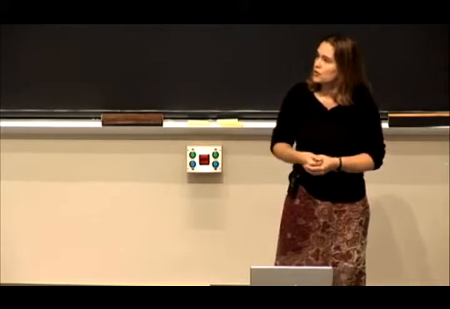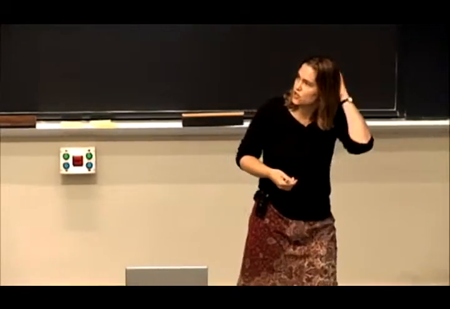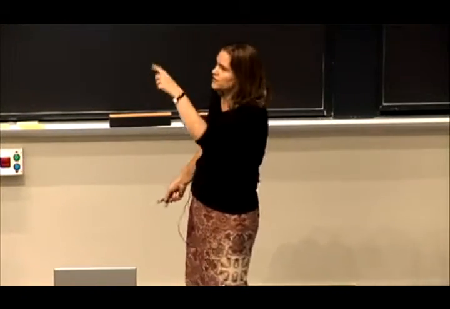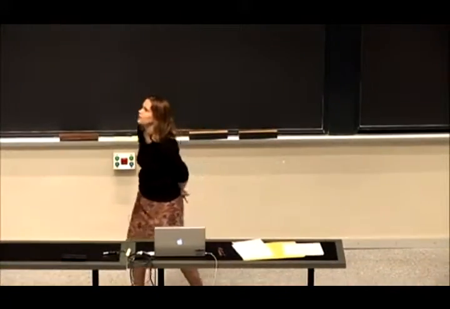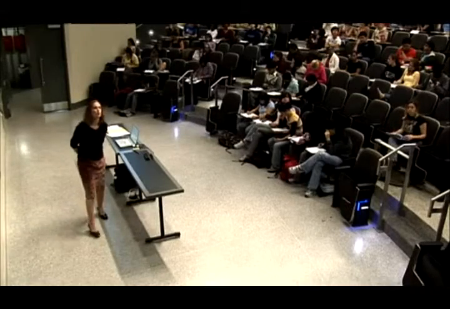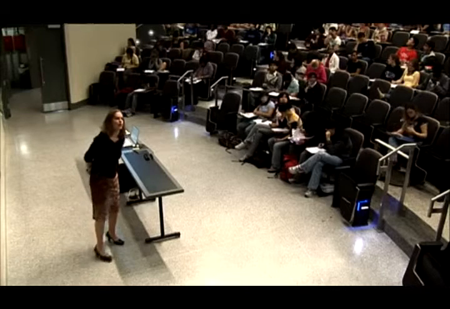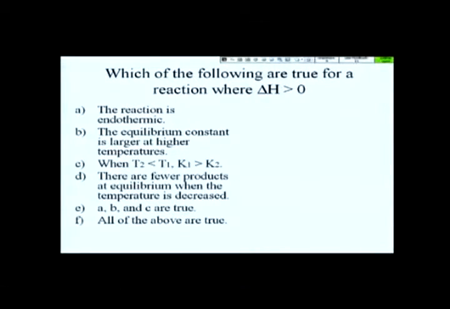All right, now you can do the same for me in terms of this delta H naught is greater than 0. Which of the following are going to be true? And notice there's a possibility that all of them are true, or that just some of them are true, or that one of them is true.